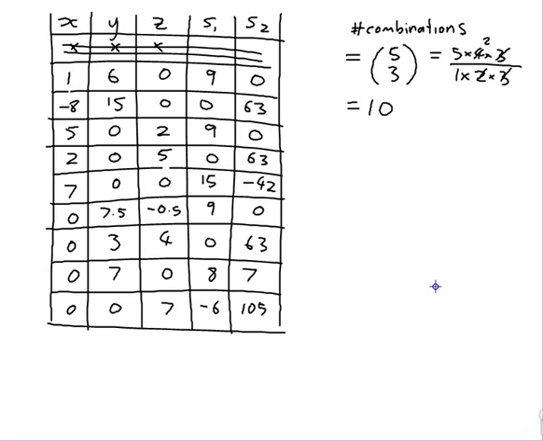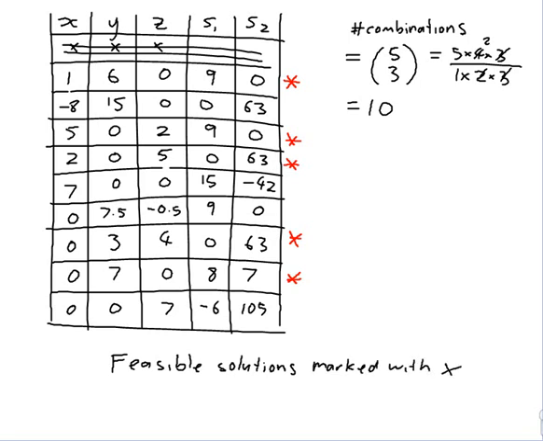So we've found all of our basic solutions now. We don't need MATLAB anymore. So let's find the feasible ones. The ones with negatives are infeasible. So the feasible ones are this one, this one, this one, this one, and this one. So let's just say underneath, the feasible solutions are marked with a star.